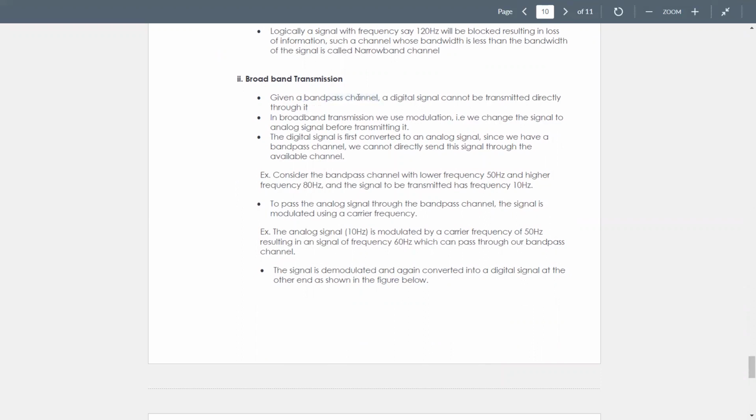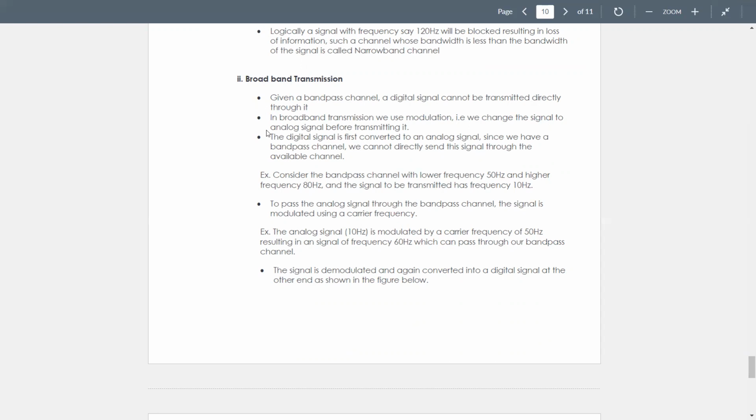If you're using a bandpass channel, just imagine that is the wire that would transmit the data. So if we're using a bandpass channel, we cannot transmit the data directly. Therefore, we have to use modulation. So we change it. That is what we call the broadband transmission.